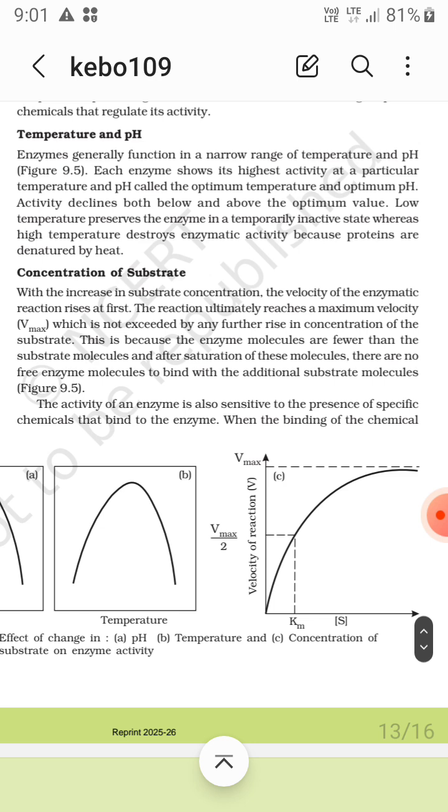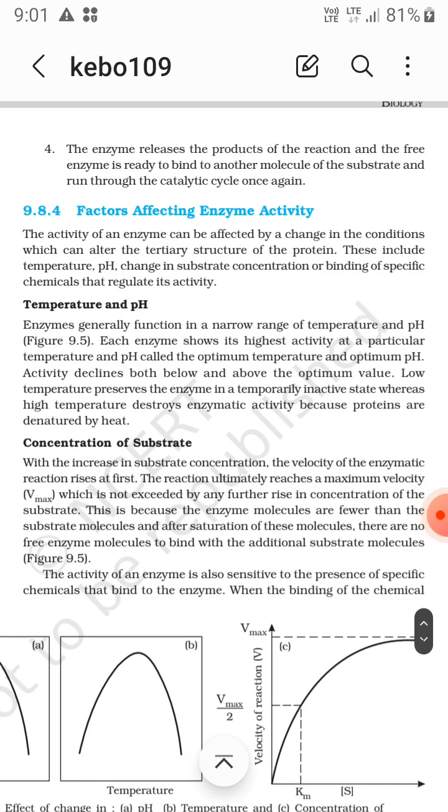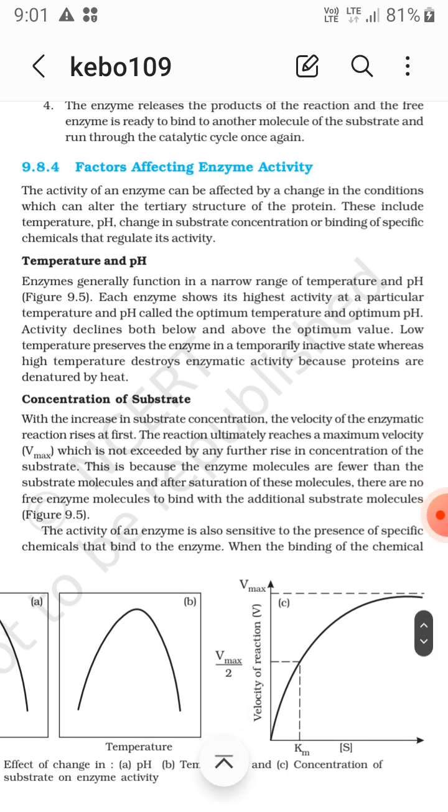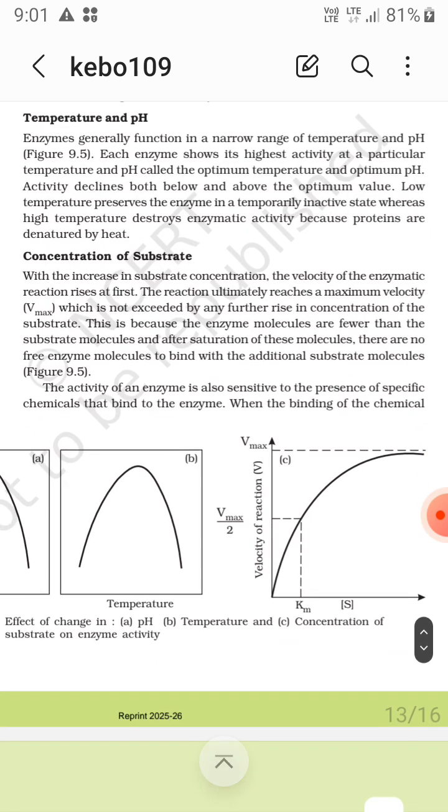Now talking about the concentration of substrate: enzymes are specific in nature, so a change in the substrate concentration affects the rate of reaction. With the increase in substrate concentration, the velocity of the enzymatic reaction rises at first. The reaction ultimately reaches a maximum velocity, Vmax, which is not exceeded by any further change in concentration of the substrate. So it becomes constant.